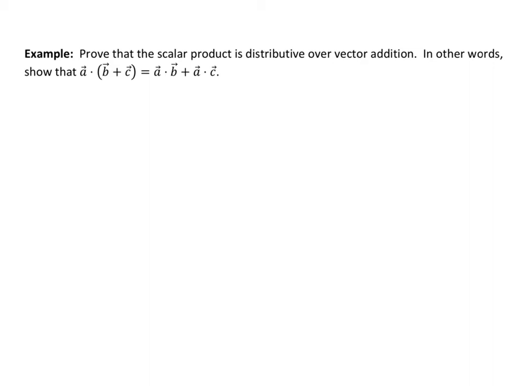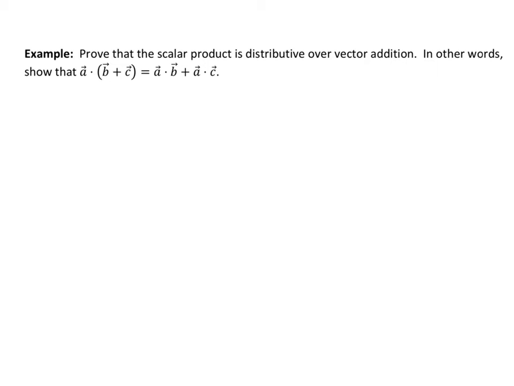But throughout this class, in theory, we've been learning that to prove things, we need to do more than just show that it works for one case, or show that it works for 2, or show that it works for 100 cases. We need to show that it's always going to work. So in this next example, I'm asking us to prove that the scalar product is distributive over vector addition.